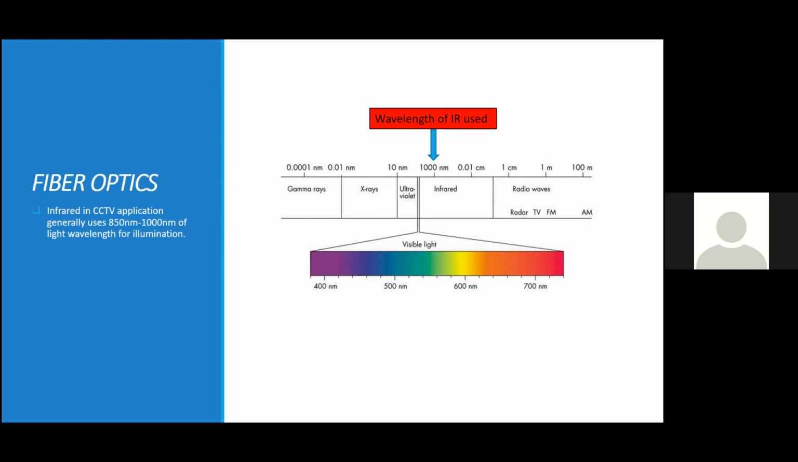And just a fun fact, the infrared which we use in our CCVT camera applications generally use 850 nanometers to 1000 nanometers of wavelength for illumination, which is similar to the one which we use in signal transmission between two terminals of a transmission line for implementing any protection scheme.